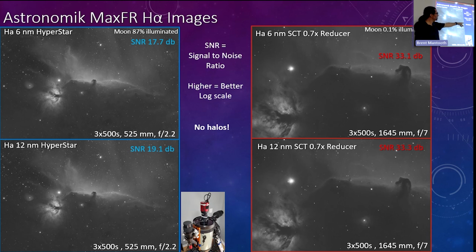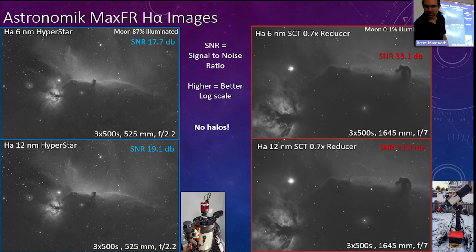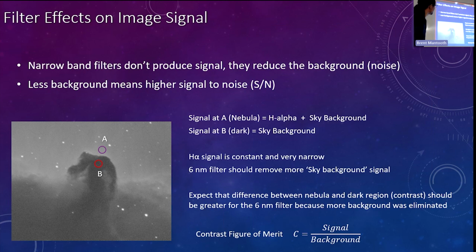If I now go to my long focal length configuration, I've zoomed in, so it's a lot narrower field of view. I calculate my signal to noise, which is actually a lot higher, but not different between the 2 filters. So why does the 6 nanometer one cost almost twice as much? We'll take a look at that in a few steps.